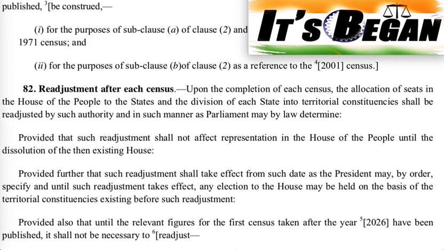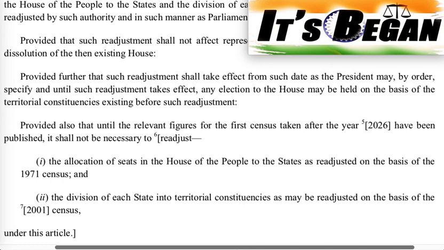Article 82, Readjustment after each census. Upon the completion of each census, the allocation of seats in the House of the People to the states and the division of each state into territorial constituencies shall be readjusted by such authority and in such manner as Parliament may by law determine, provided that such readjustment shall not affect representation in the House of the People until the dissolution of the then existing House. Provided further that such readjustment shall take effect from such date as the President may by order specify, and until such readjustment takes effect, any election to the House may be held on the basis of the territorial constituencies existing before such readjustment, provided also that until the relevant figures for the first census taken after the year 2026 have been published, it shall not be necessary to readjust.